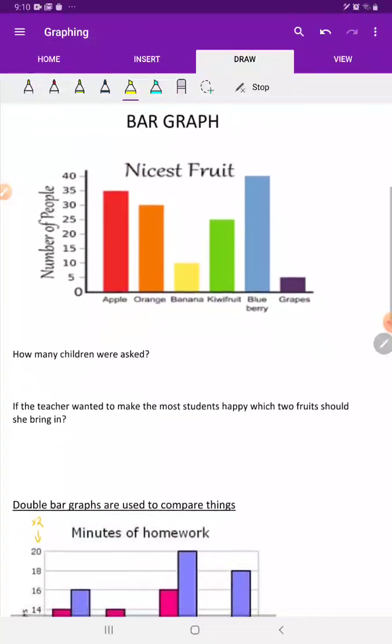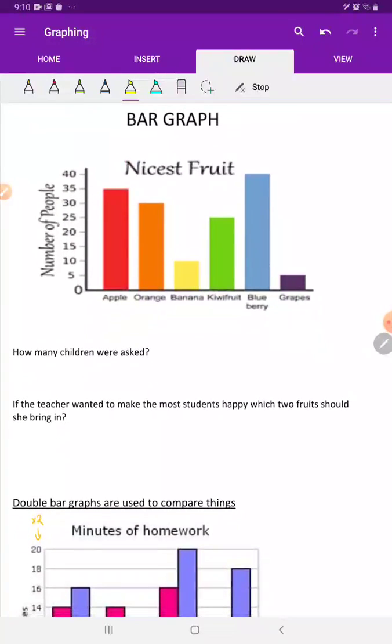Okay, so let's do some examples here. How many children were asked? Oh my goodness, this is a problem, because how in the world are you supposed to know that? Well, it's actually not that hard. This is 30, whoops, wrong pen. This is 35, and this is 30. This is 10, this one is 25, and this one is 40. So if I want to know how many children were asked, I have to add all of these numbers together.